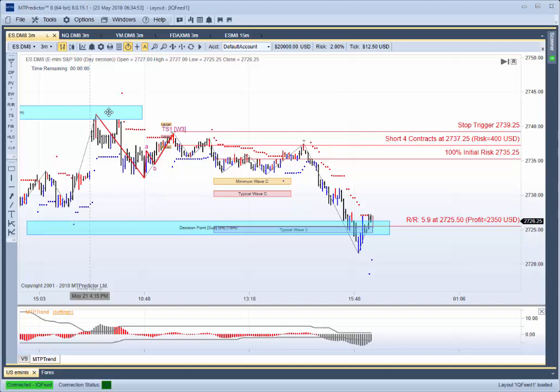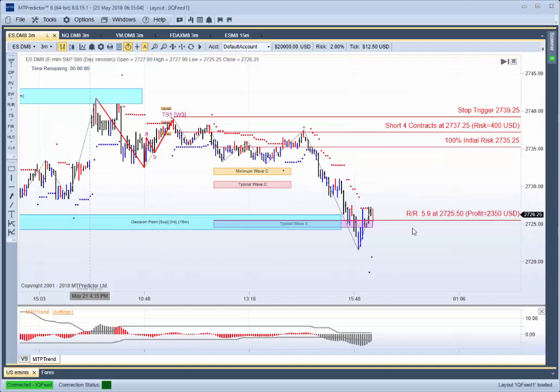In other words, the market came into 15-minute DP resistance, basically declined for the rest of the day, hitting the large degree support zone. So the result was a very nice potential 6R profit.